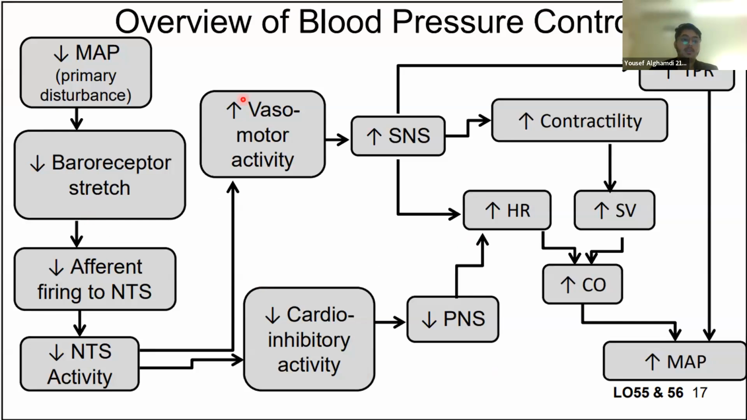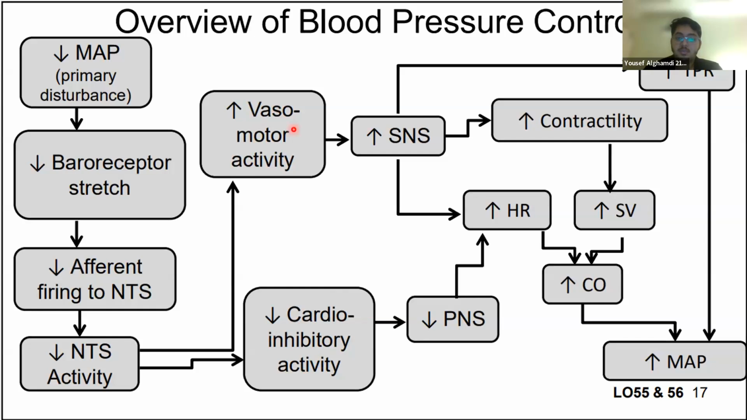Okay. Do you guys want me to explain this? I'll explain this for the recording, like you said. Okay, overview of blood pressure control. Bismillah ar-Rahman ar-Rahim. First of all, we have a decrease in mean arterial pressure. This is the primary stimulus. With a decrease in MAP, we'll have a decrease in baroreceptor stretch, which means decreased activity to the nucleus tractus solitarius, NTS, right? If there's a decreased activity to NTS, there are two possible pathways, either an increase in vasomotor activity or a decrease in cardio-inhibitory activity.